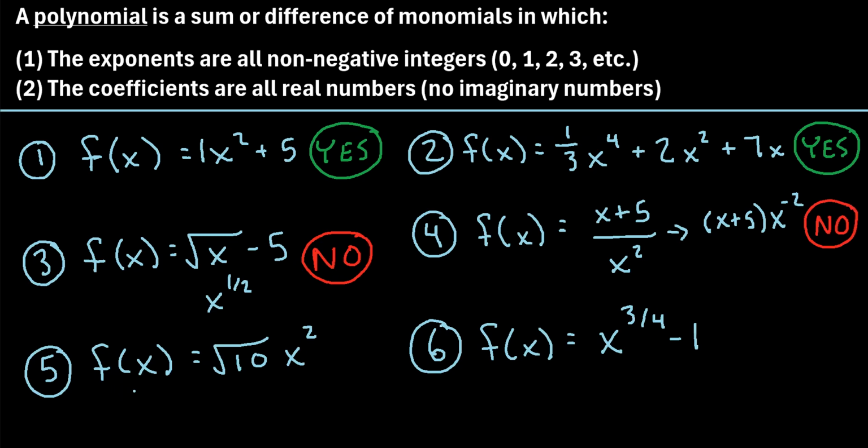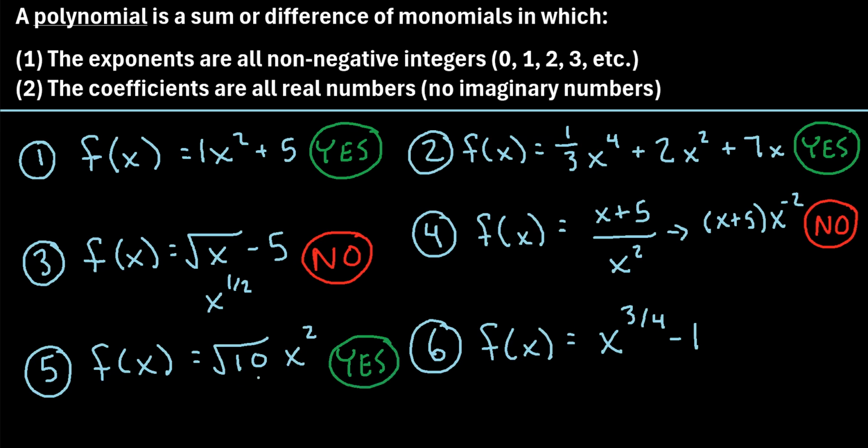All right, let's check out number 5. f of x is equal to the square root of 10 times x squared. So this 2 right here, that's a non-negative integer as an exponent, so that's good. And this square root of 10 as the coefficient, that's a real number, so it's not imaginary. So the requirements are met. So we would say that yes, this function is also a polynomial.